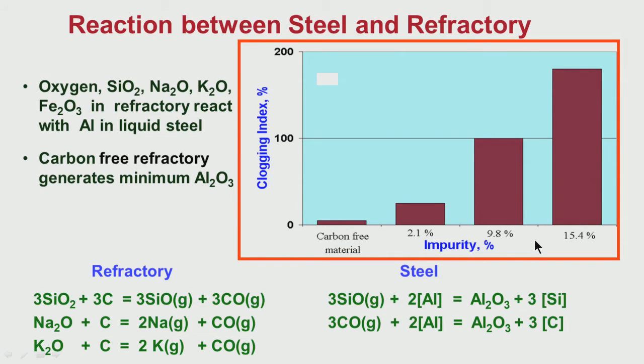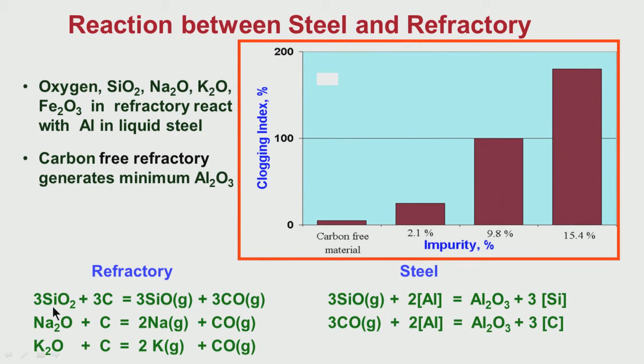Then I talked about the importance of refractory. What are the constituents in refractory which can cause reoxidation in liquid steel? I had mentioned that the refractory should not have a source of oxygen, that means SiO2, sodium oxide, potassium oxide, iron oxide. The carbon also in the refractory as an impurity should be as low as possible.